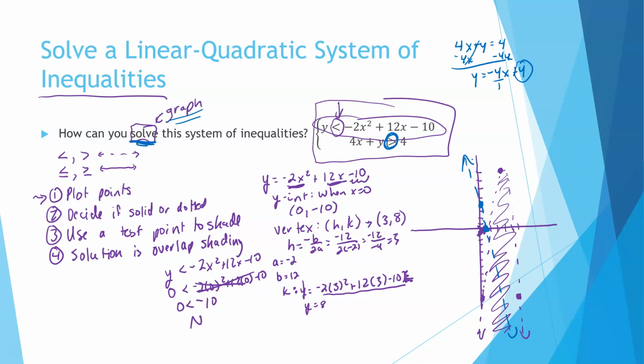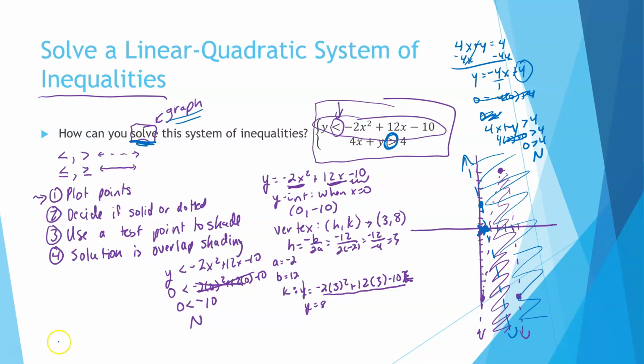And last but not least, I need to use a test point to shade. I can again see that 0, 0 is not on the line, so I plug in 0. Oh, now I have to switch to the inequality. Sorry, we better go back. So I had 4x plus y is greater than 4. I plug in 0. Well, the nice thing about when you plug in 0 when it's in this form, all this is 0. So is 0 greater than 4? And I get no. So once again, I'm not going to shade over the x. I'm going to shade away from it, which is over here.